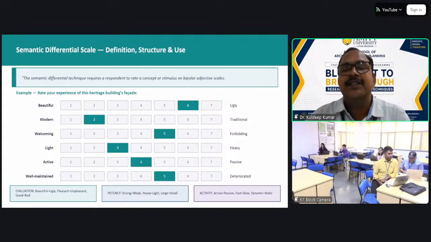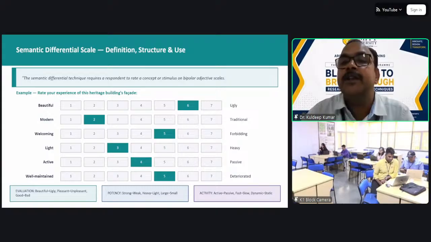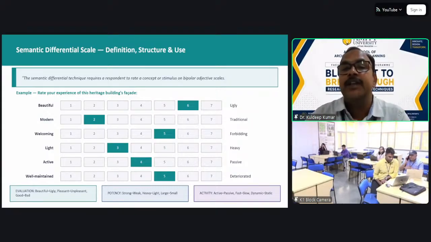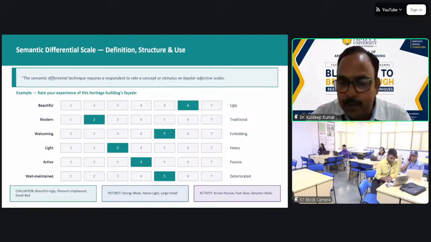Evaluation: is it good or bad? Is it pleasant or unpleasant? These are bipolar scales. Potency means: is it strong or weak? Is it large or small? Heavy or light? And activity includes whether it is active or passive, fast or slow, dynamic or static. Now you can see these pairs of attributes are bipolar.